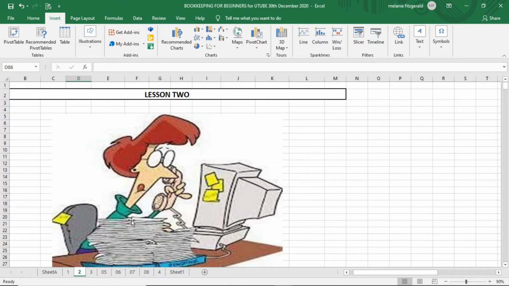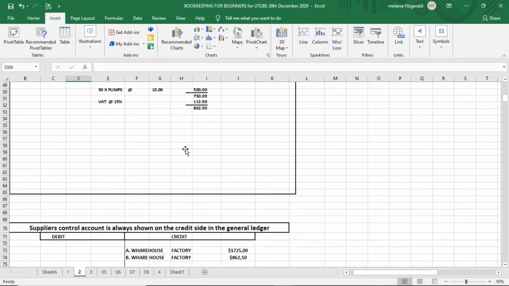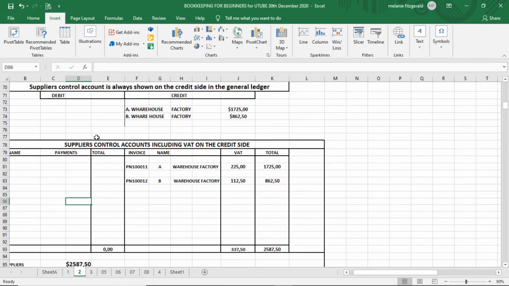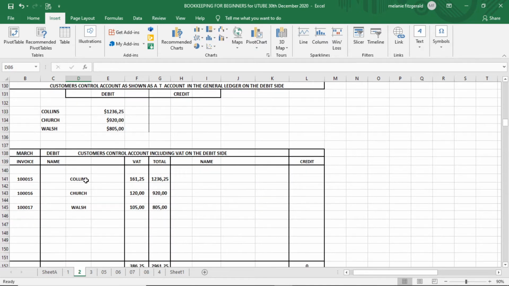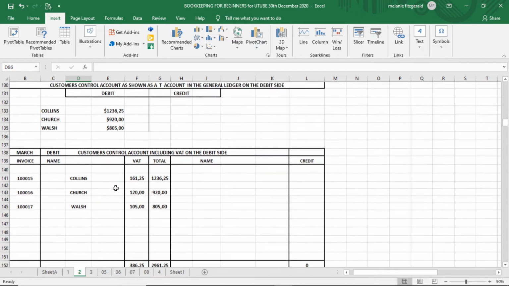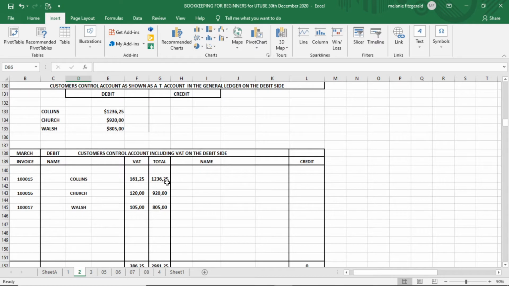I'm going to do a quick recap on them, just to help you remember this. So in lesson 2, what we did was we opened up a supplier's control account. We had some factories that we went and bought our goods for our shop, factory A and factory B. So we opened up that control account. Then we had some customers, Mr. Collins, Mr. Welsh, Mr. Church, and they came and bought some stock from us. And then we opened up a customers control account for them.